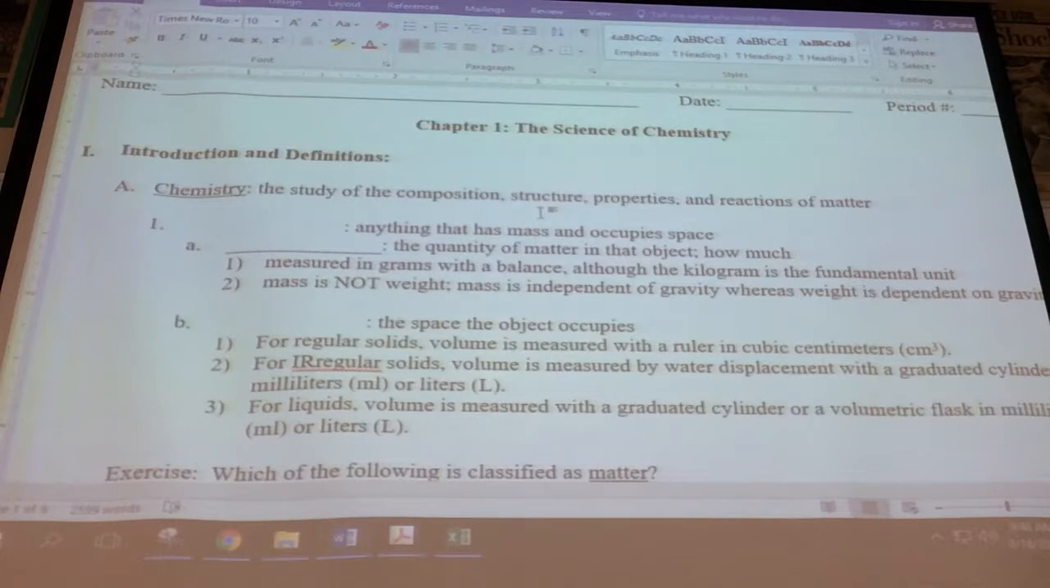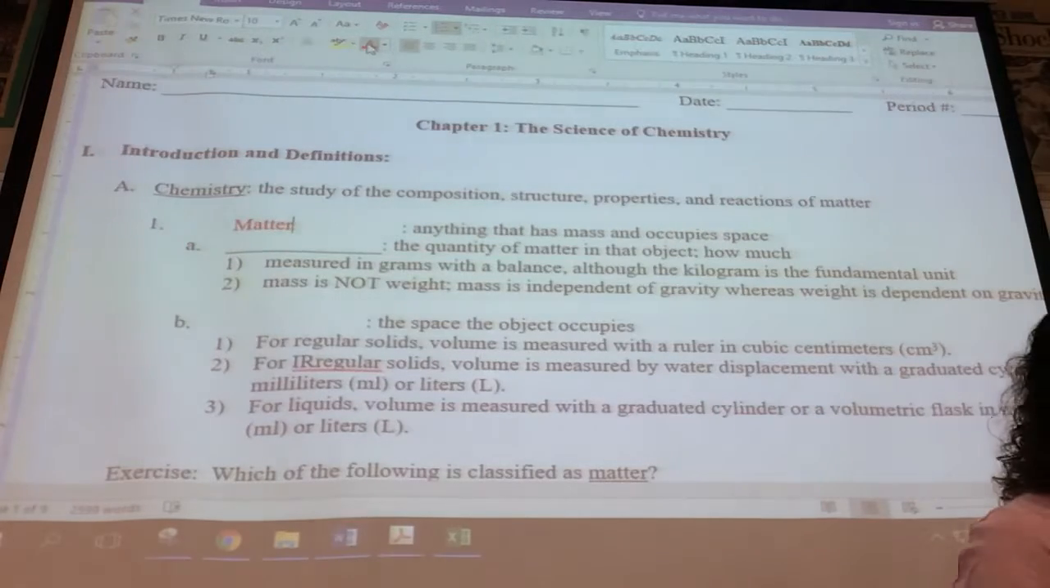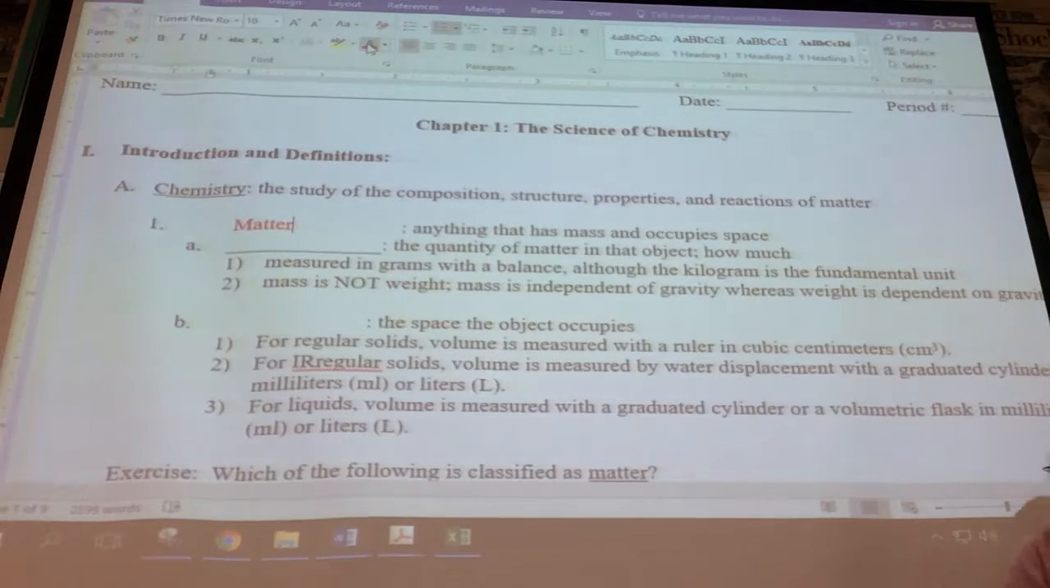Now, anything that has mass and occupies space is known as, yes, that is correct, excellent, and that is matter. So matter is anything that has mass and occupies space. So we've introduced a new term, and the words mass and occupying space are in there, so we want to be comfortable with those terms as well.